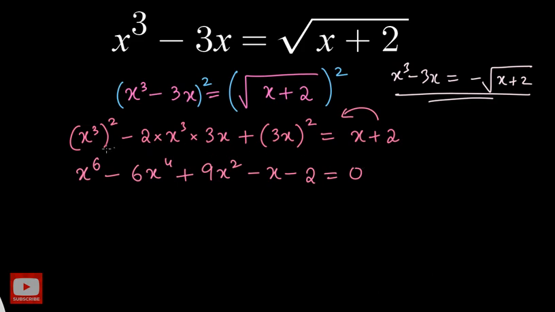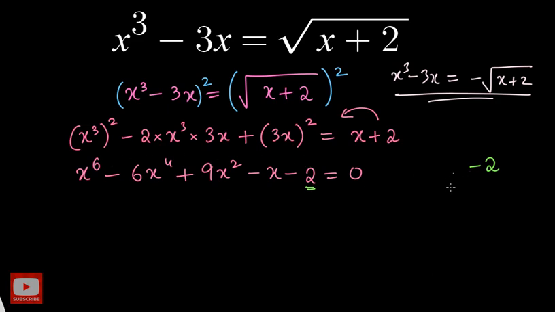But how do we solve this? We don't have any standard formula to solve. We can make use of something called the rational root theorem to solve this equation. That is a trial and error method actually. So what we have to do is look at this constant term, that is minus 2. We have to find the factors of minus 2, both positive and negative, and plug all those values in this equation and see which one will give us 0 as the answer.